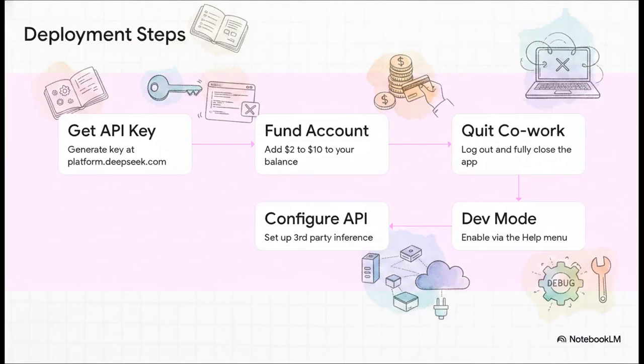Okay, grab your notepad because here is your deployment checklist. Step 1. Generate your API key over at platform.deepseek.com. Step 2. Fund your account with just a couple of bucks, say $2 to $10. Step 3, and actually listen up because this one is absolutely critical. Log out and fully quit the Co-work application. You have to terminate the process completely or this won't work. Step 4. Reopen the app, head up to the Help menu, and enable Developer Mode. And finally, Step 5, click that brand new Developer menu and select Configure Third-Party Inference.